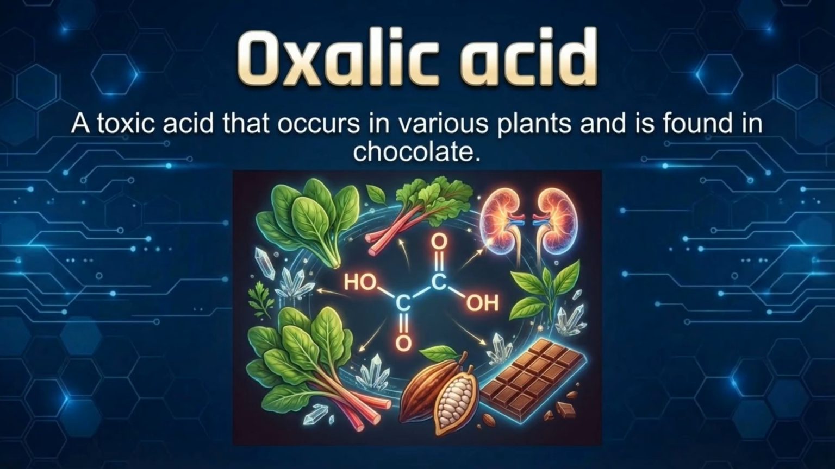Oxalic acid is a toxic acid that occurs in various plants and is also found in chocolate. Oxalic acid. Definition: a natural compound in plants that can bind minerals like calcium. Examples: spinach, rhubarb, beet greens. Facts: high intake may contribute to kidney stone formation in sensitive people.